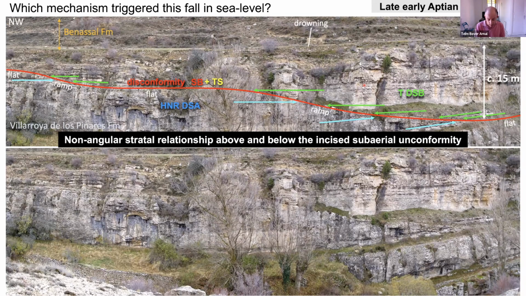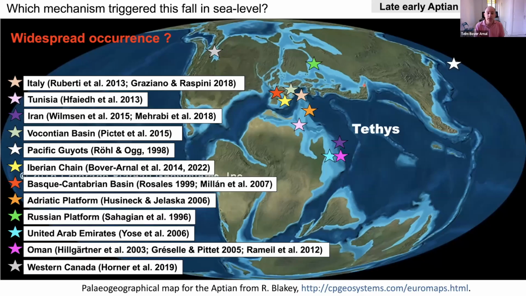Moreover, there are several reports around the margins of the Tethys, also in the Pacific Ocean, also in North America, of major changes in accommodation around the boundary between the early and the late Aptian. So these changes in accommodation shown to you in the Maestrat Basin could have had a widespread occurrence. Therefore, the widespread occurrence of major changes in accommodation at the boundary between the early and the late Aptian would also be in agreement with eustasy.